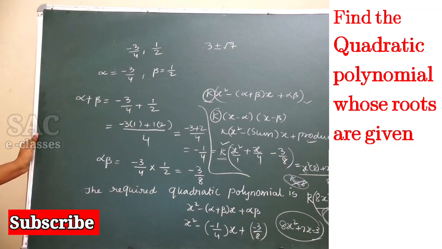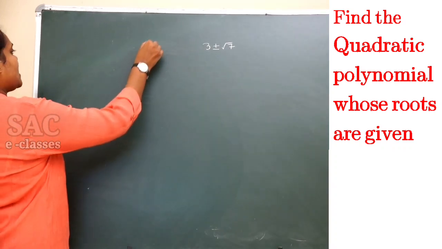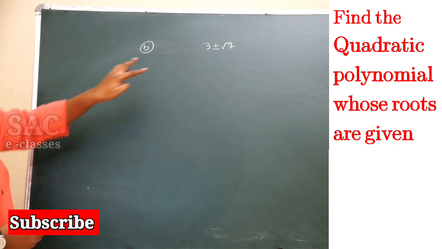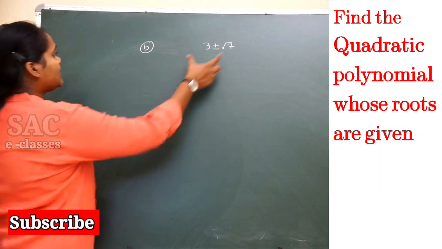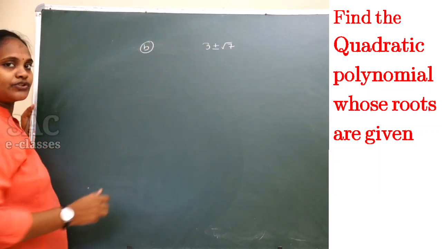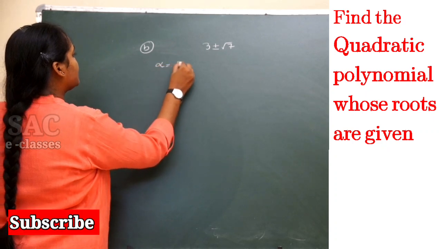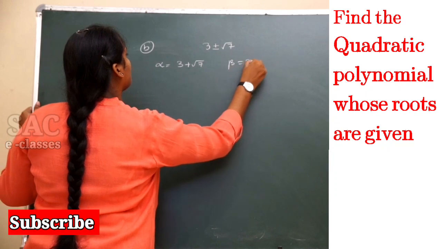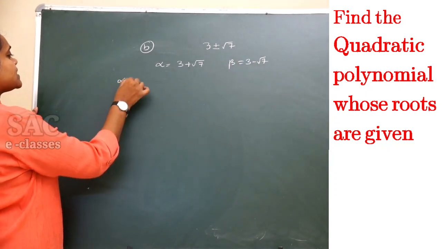3 plus or minus root 7 they have given. Now, if the roots are given in this way, usually these roots are called conjugate roots. That means one time plus root 7 we should take, another time minus root 7. So clearly alpha is 3 plus root 7 and beta is 3 minus root 7. Procedure is the same. Find out the sum first of all.